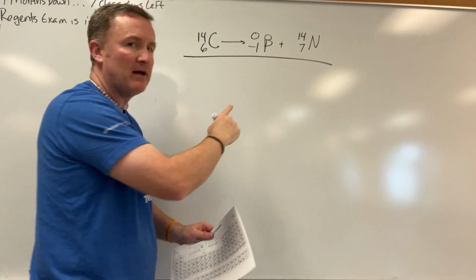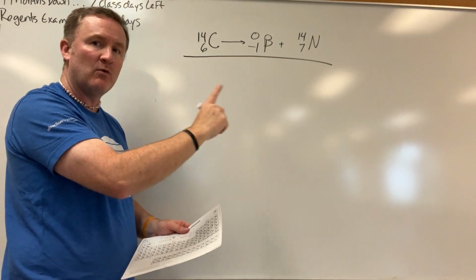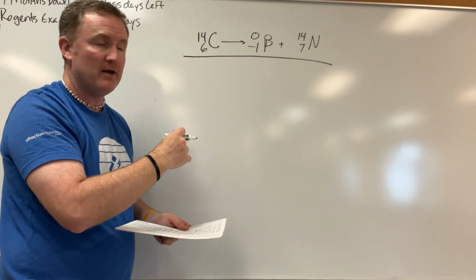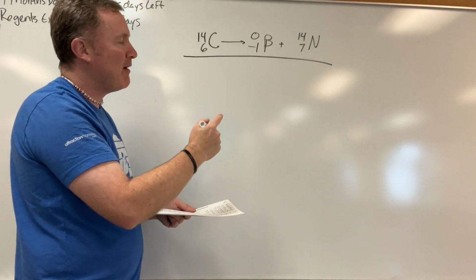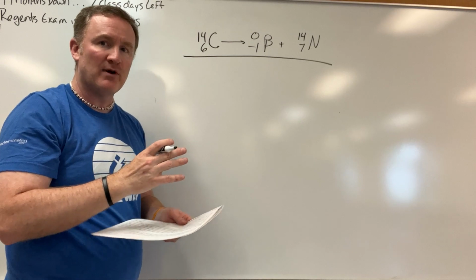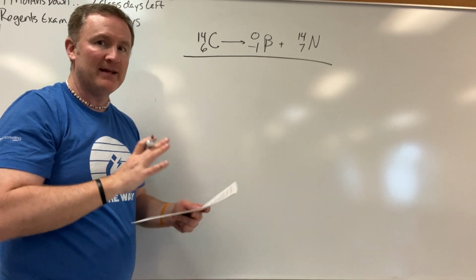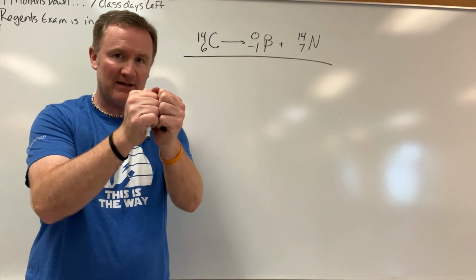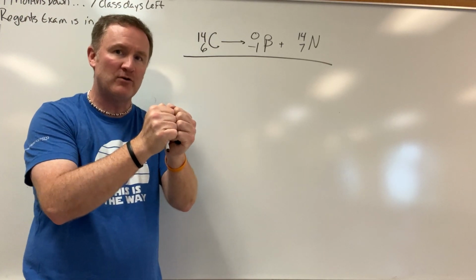So with beta, our final product always has an atomic number higher than the element that it started with, okay? It's always going up. Now how that happens is actually a neutron turns into a proton, okay? It may seem kind of confusing, but a neutron turns into a proton. So again, let's say I have a neutron here. We know a neutron is neutral.